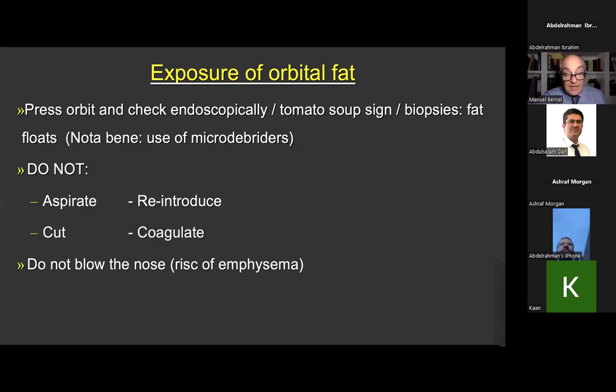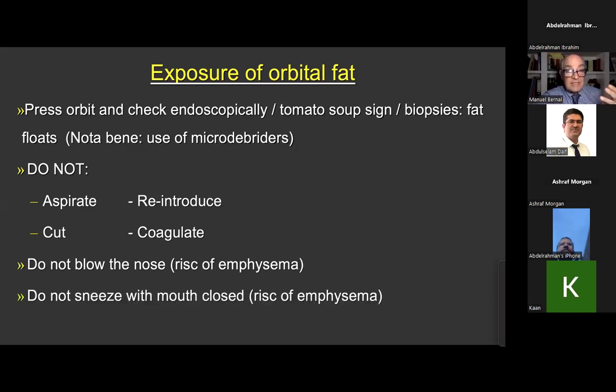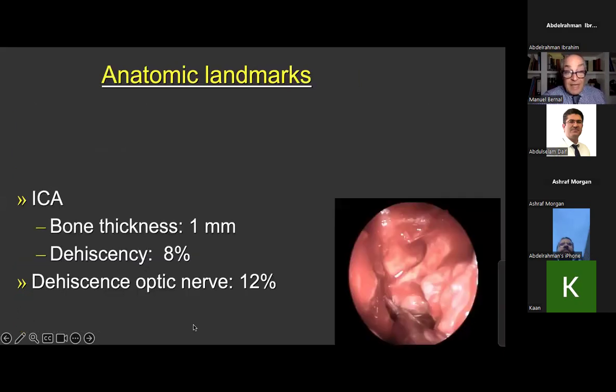Okay? Important. Tell the patient not to blow the nose after the surgery, and particularly do not sneeze with the mouth closed, because both situations may end up in an emphysema. And then you can discuss whether to prescribe or not antibiotics. When we do orbital decompressions for Basedow-Graves conditions, we usually do not prescribe antibiotics. But if you're doing surgery in an infected area, you may.